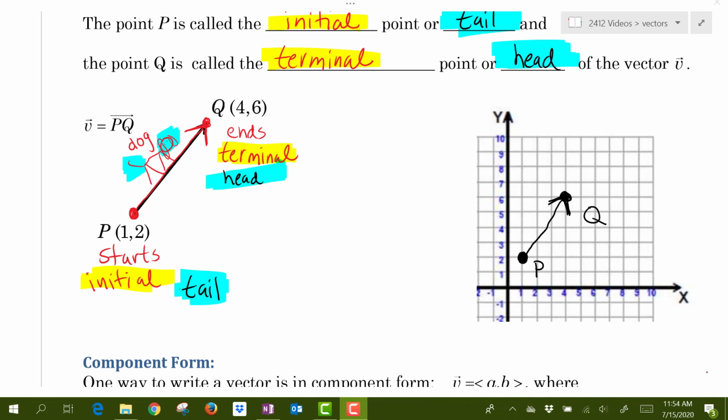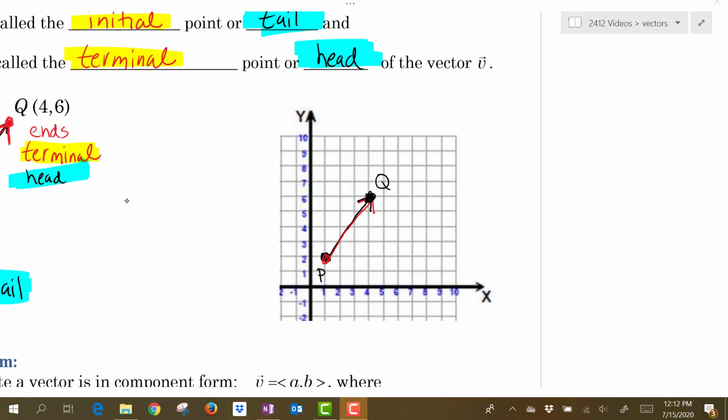At the very heart of vectors really is the idea of movement. So think about the vector as a path that starts at P and moves in the direction of Q and then stops at Q. Another way to describe this movement is to think about it in terms of what we call components. We want to break this movement down into horizontal movement and vertical movement. So we're going to separate those two ideas.